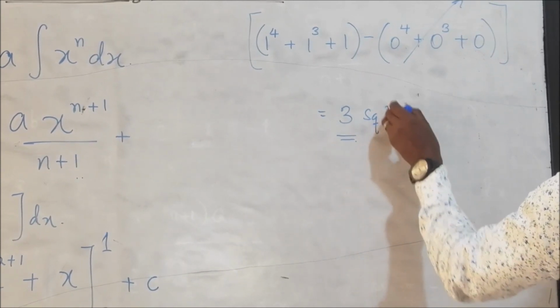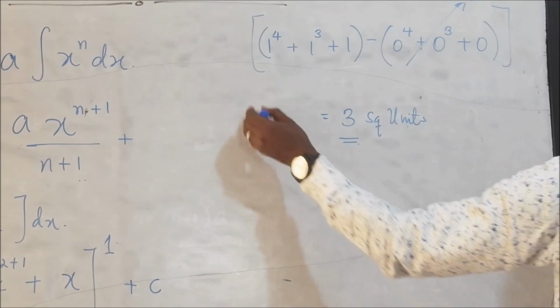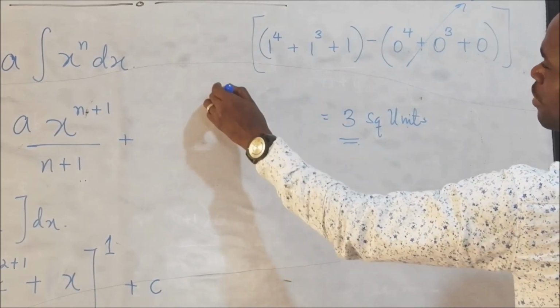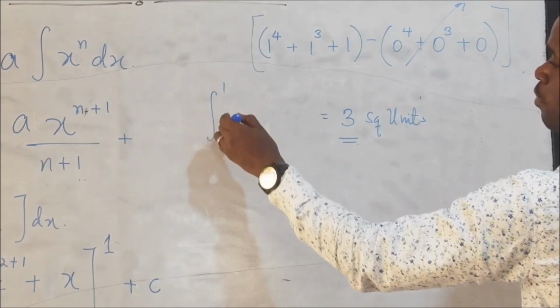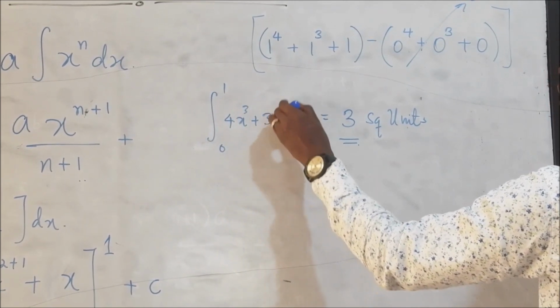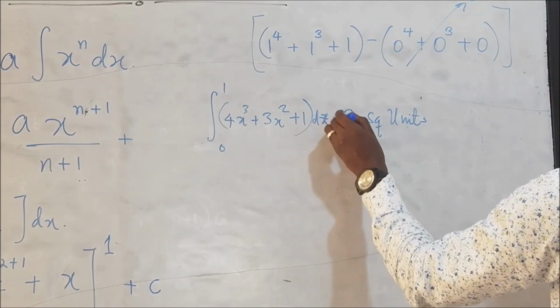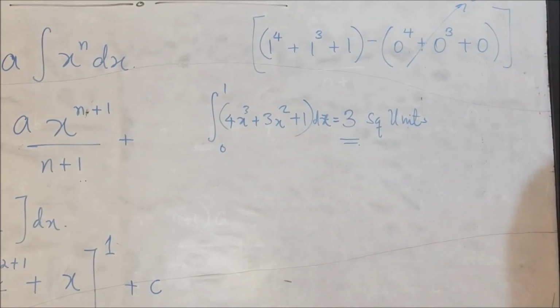Square units, because we already know that it's area. So it shows that the integral from 0 to 1 of 4x cubed plus 3x squared plus 1 with respect to x is equal to 3 square units.